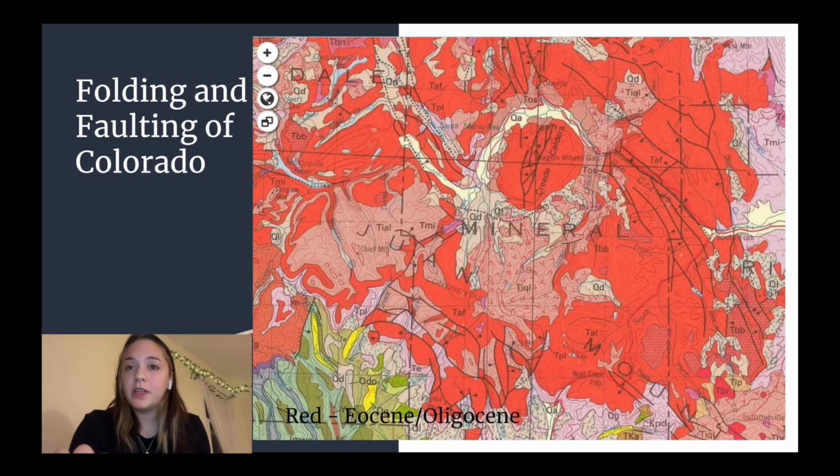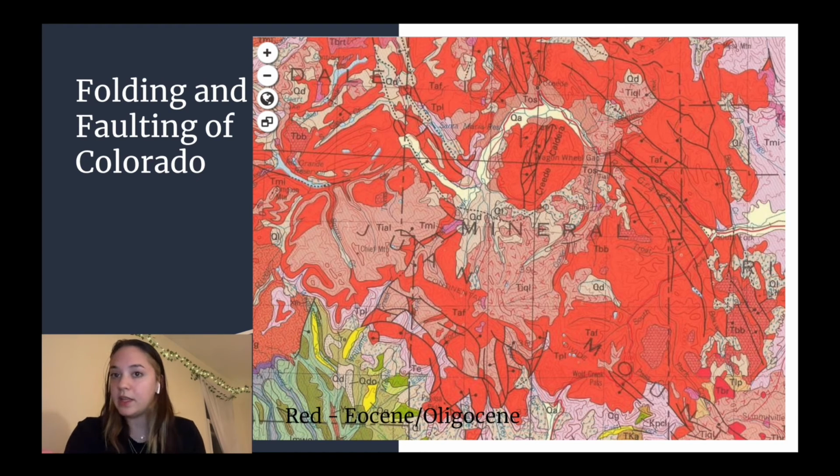This type of faulting is also seen here in the San Juan Mountains. There's many of the same faults, but they all have varying strike and dip directions. These were all caused by mountain building events, which is known as the Laramide orogeny, which took place beginning in the late Cretaceous and is thought to have ended in the late Eocene.